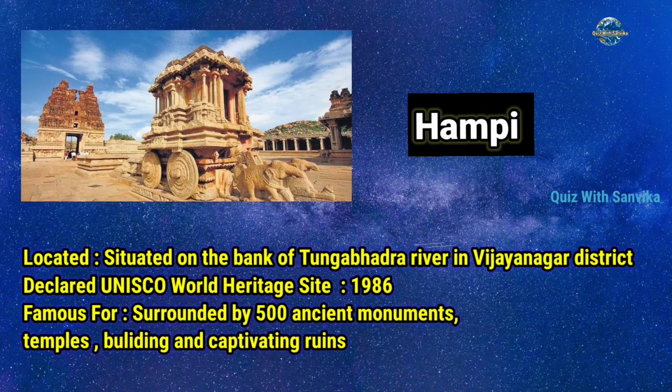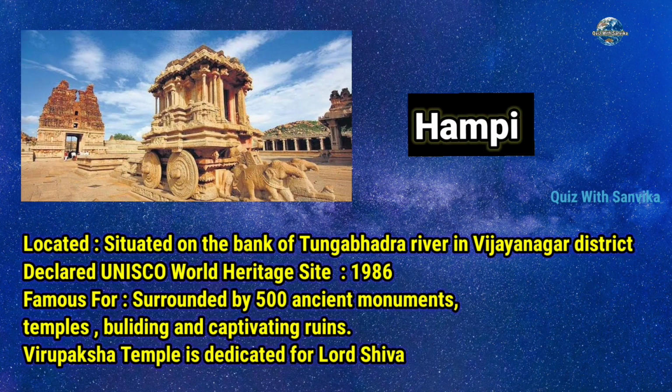Hampi is situated on the bank of Tungabhadra river in Vijayanagar district, declared a UNESCO World Heritage Site in 1986. Famous for being surrounded by 500 ancient monuments, temples, buildings and captivating ruins. Virupaksha Temple is dedicated to Lord Shiva.